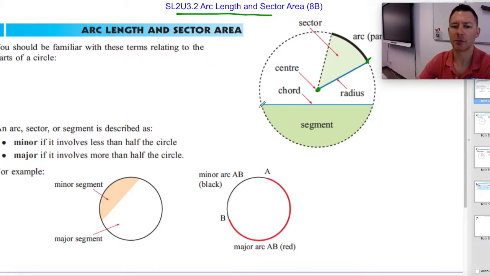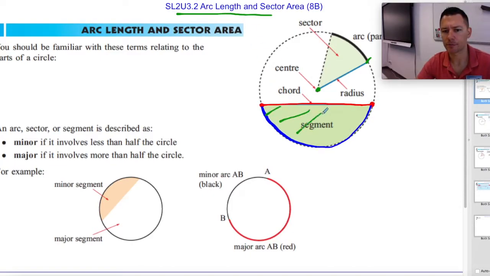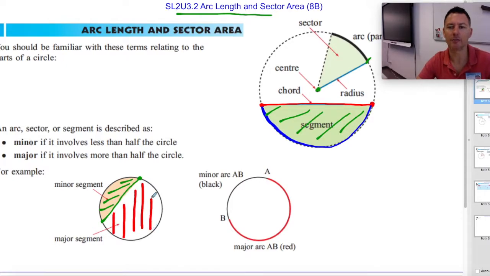The other interesting part, there are pieces called segments. A segment is, if you draw a chord that goes from one point to another, not through the center, the area bounded by that chord and the circumference. That area is called a segment. It breaks the circle into two pieces. The smaller of the two pieces is called the minor segment, and the larger of the two pieces is called the major segment. Very clever mathematicians, very clever.